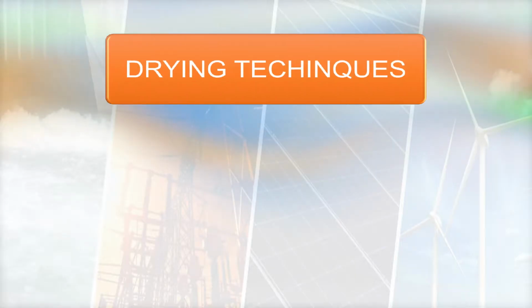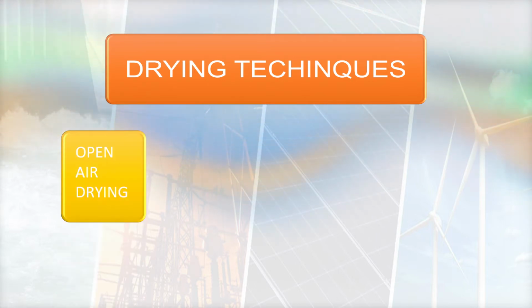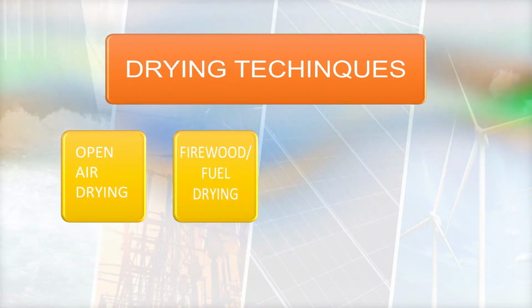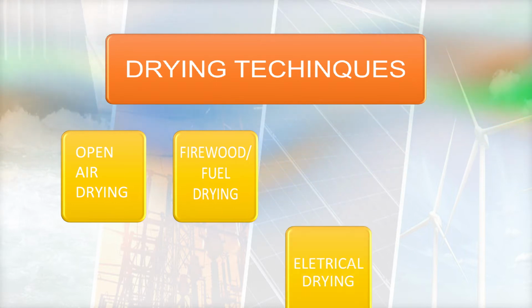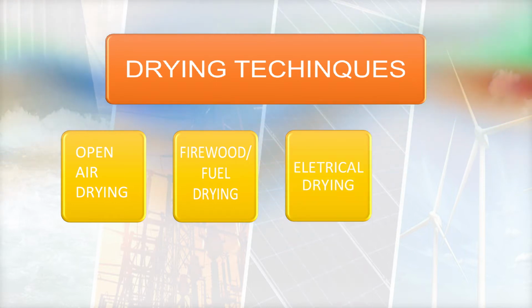What are the drying techniques? There are four drying techniques. First, open air drying, second, firewood or fuel drying, third, electrical drying, and fourth one is solar drying. Here I discuss the comparison of various drying techniques. As I mentioned in earlier slides, there are four drying techniques. I will discuss here what are the advantages and what are the disadvantages of various drying techniques.